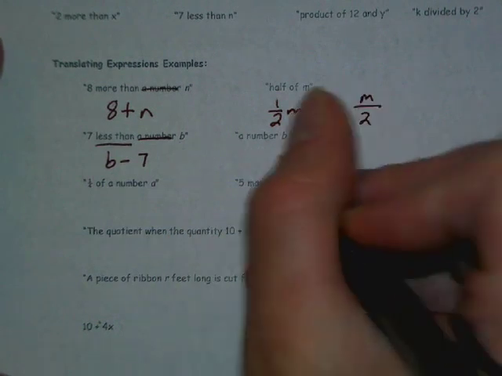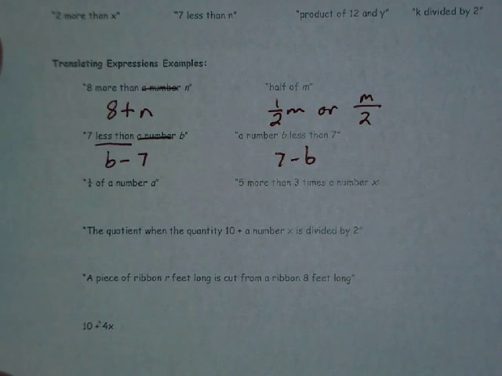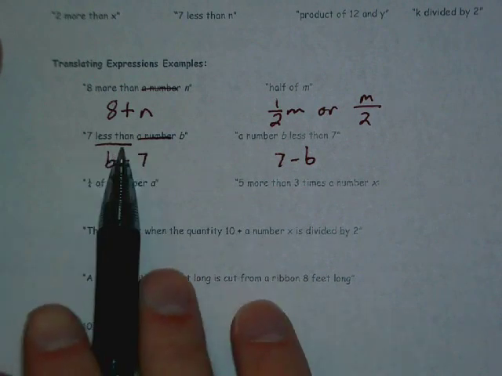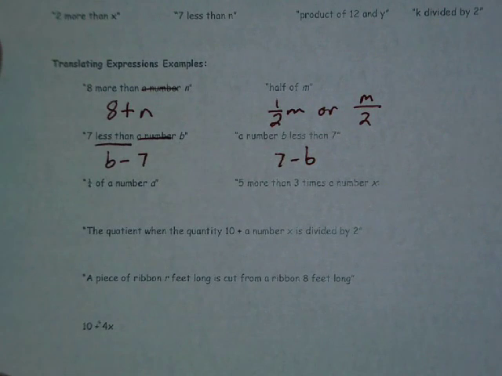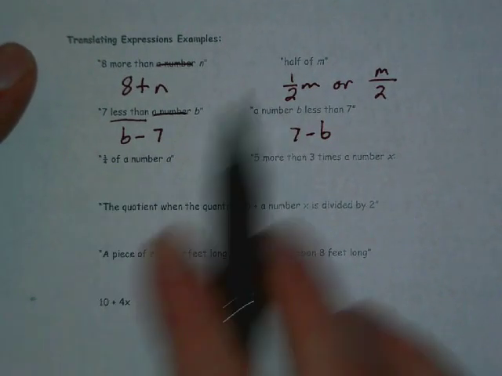So this would be opposite. b less than 7 would be 7 minus b. And if you ever get stuck on which way to write that, instead of saying b, plug a number in there, and you'll figure it out. Like if I say 7 less than 10, how would I find my answer? 10 minus 7, right? So it'll tell you what order to write that in.